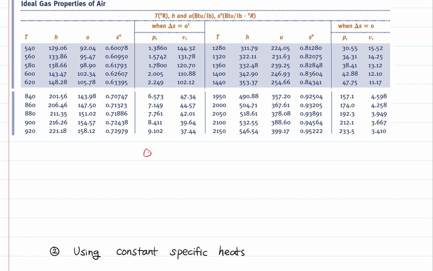So energy balance: Q minus W equals delta E. Delta E is the sum of kinetic energy change, potential energy change of the system, plus internal energy change. And assume that the system is stationary, so kinetic energy and potential energy cancel out. And we need to determine the work during the process. So write the equation for work: W equals Q minus delta U.